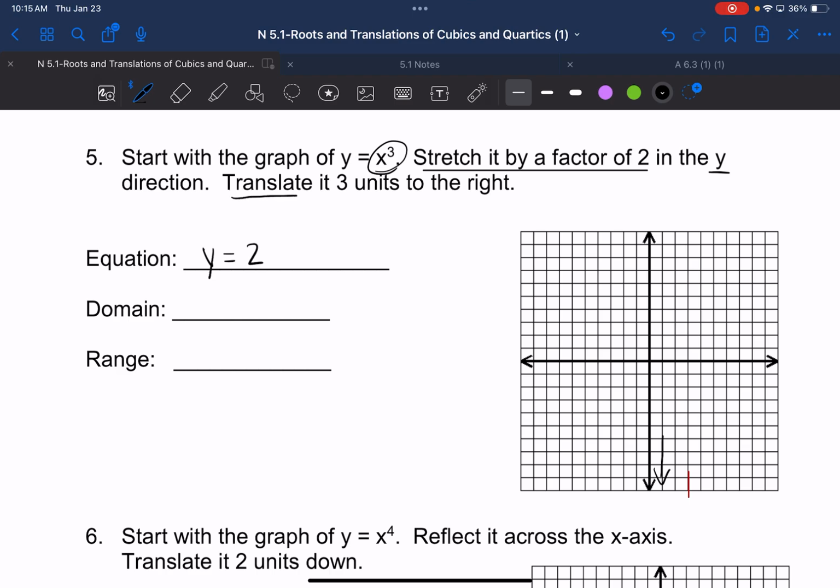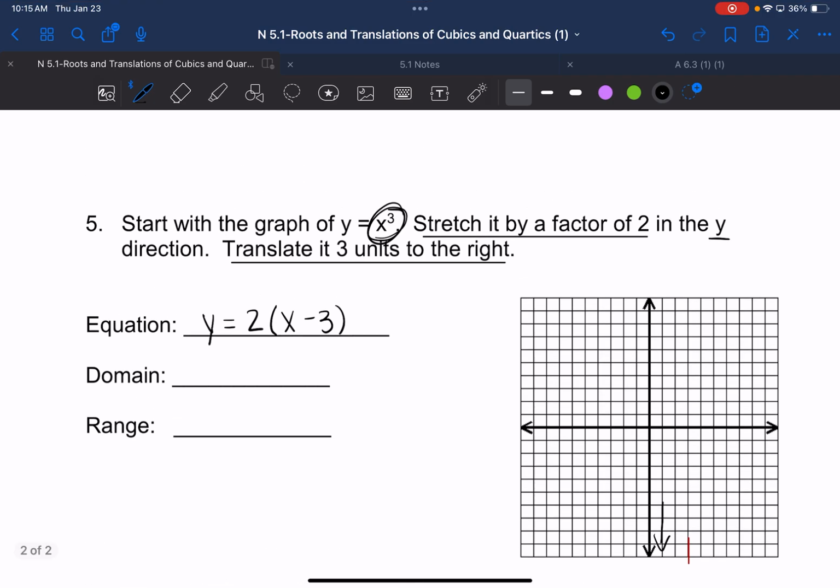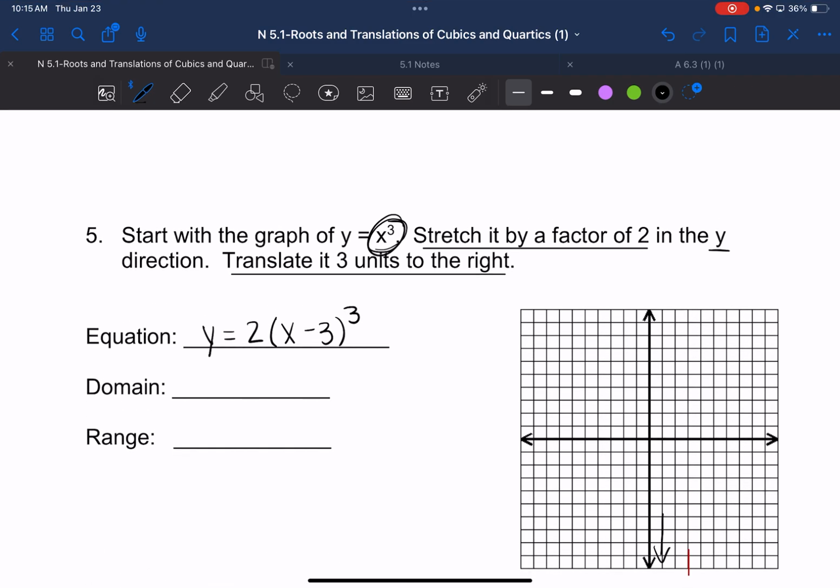It also says it translates 3 units to the right. Where do you find left and right in an equation? In a parentheses. Okay, so I'm going to have to make a parenthesis after that 2. And it said to the right, so I'm going to put -3, right? Because it's always opposite of what we would normally think. All right, now, this was a cubic function, so what exponent do I need to put outside of that parenthesis? Okay, and make sure you do put it outside the parenthesis, not inside, okay?